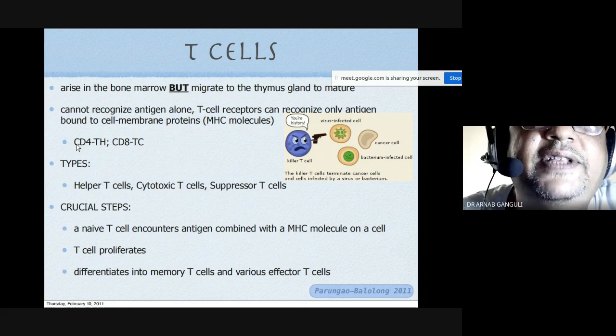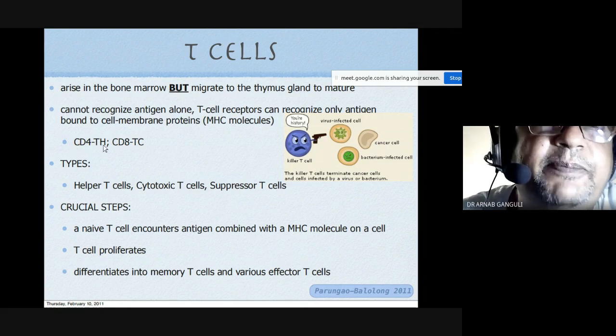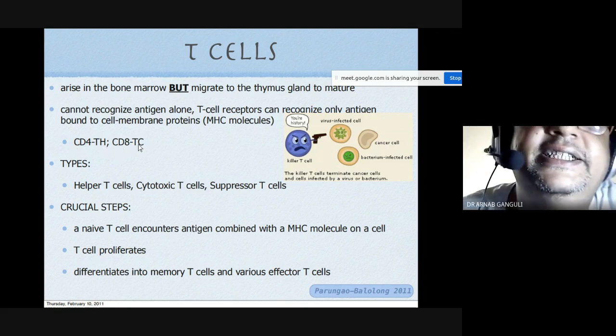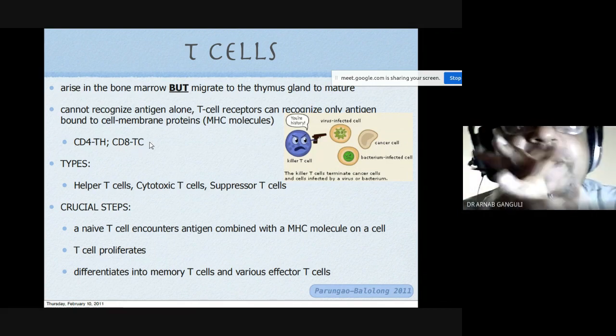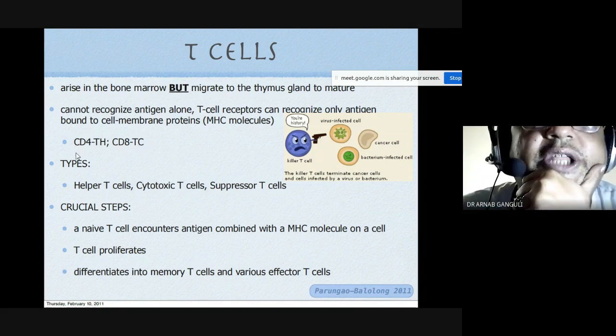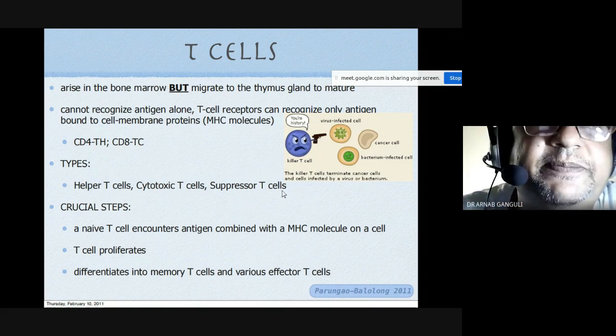So you have CD4 in the helper T cells and CD8 in the cytotoxic T cells. These are the T cell receptors which bind to the MHC. So you know that there are three types: the helper T cells, cytotoxic T cells, and suppressor T cells. Three types of cells are present.